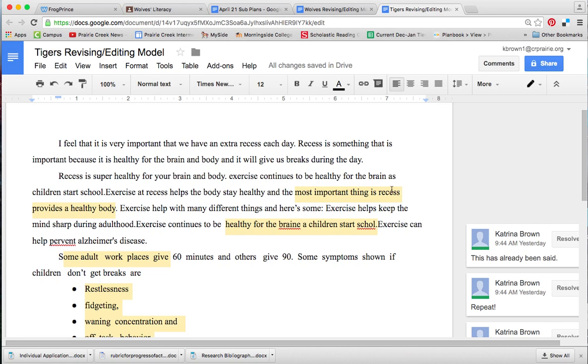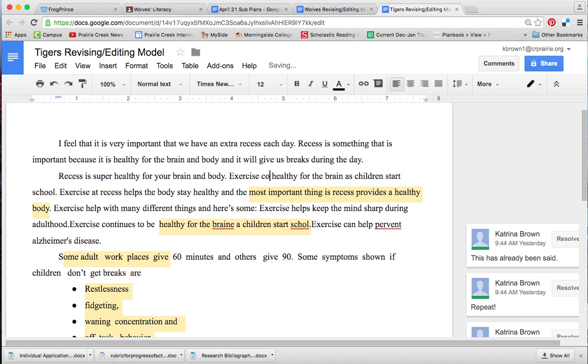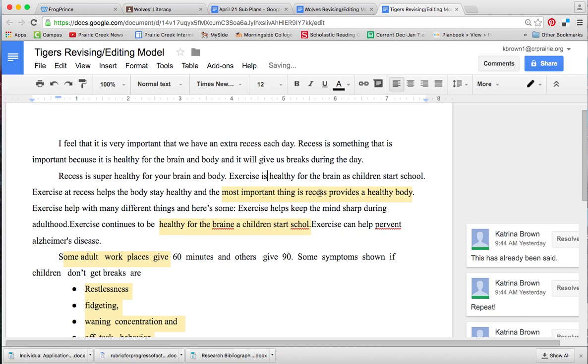Exercise continues to be healthy for the brain as children start school. That makes sense. Okay, I need to capitalize exercise. I'm going to go ahead and do that really quickly. I don't know about that word continues. I'm just going to take that out and just say exercise is healthy for the brain as children start school. There is my little repetitive. It said this has already been said. Exercise at recess helps the body stay healthy. I agree. I don't need that extra part right there. I'm going to delete it.